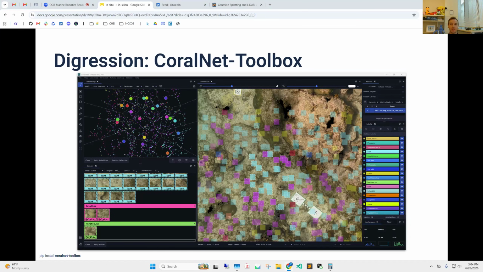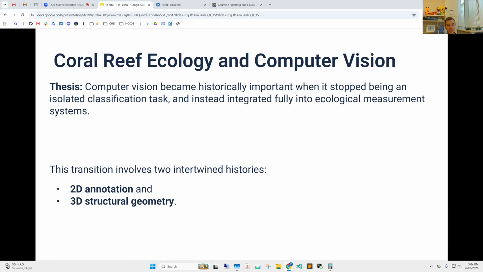But this is sort of a panoptic segmentation tool for images and orthomosaics, mostly catered towards ecologists and people who are working in the benthic, but it's pretty domain agnostic. It's got a lot of AI-assisted or fully automated tools, which can help with image annotation. But I'm actually not going to spend any time talking about that at all. If you're interested, we can talk later, or you can just find it on GitHub.